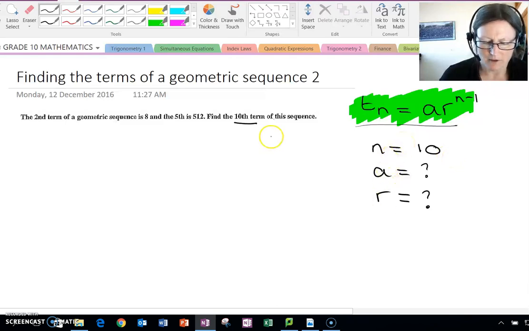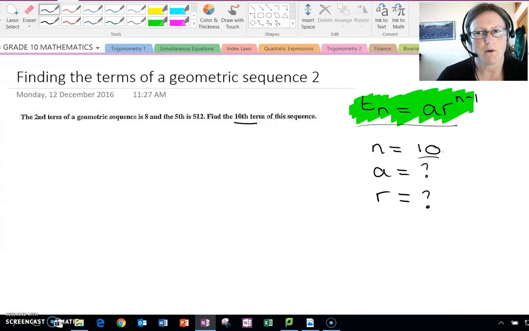It wants me to find the 10th term, so I know N is 10. But I'm not given enough information in the question to know either A and R, so I need to work out how I can find A and R.